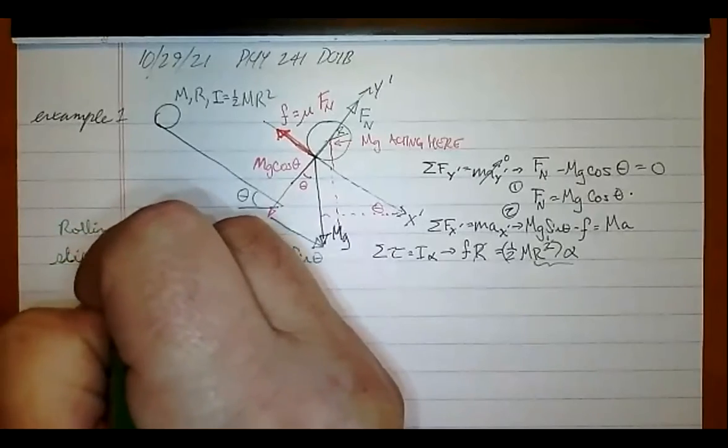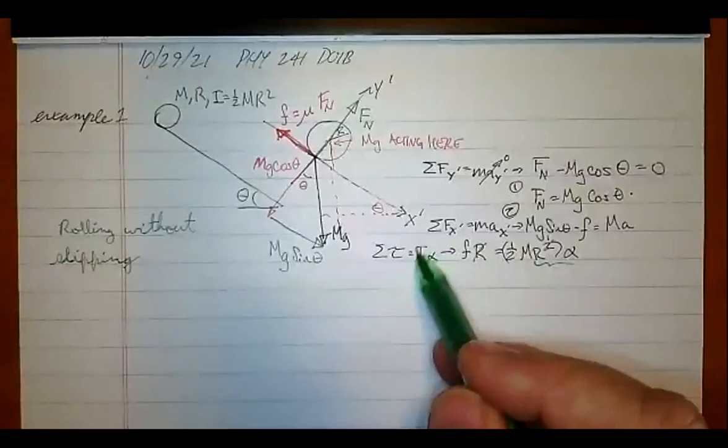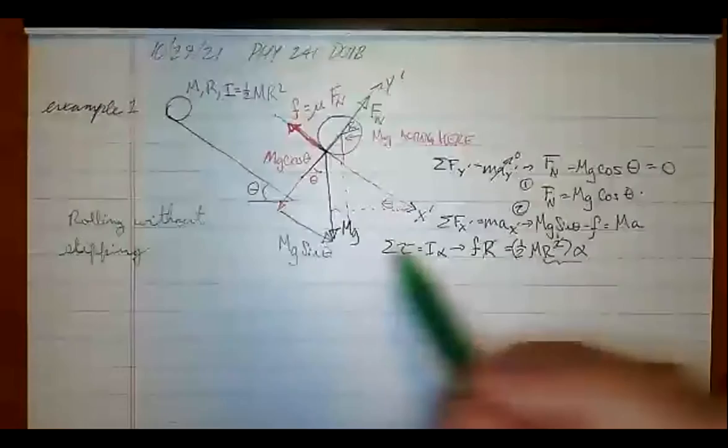Wait, what got subbed in at that last equation there? I, which is 1/2 mr squared.